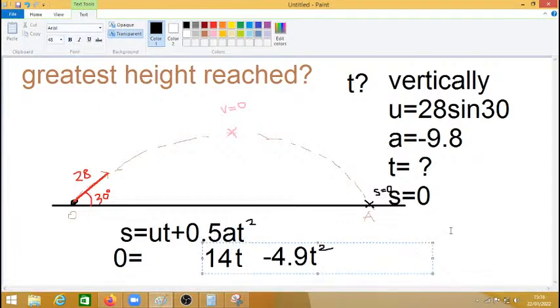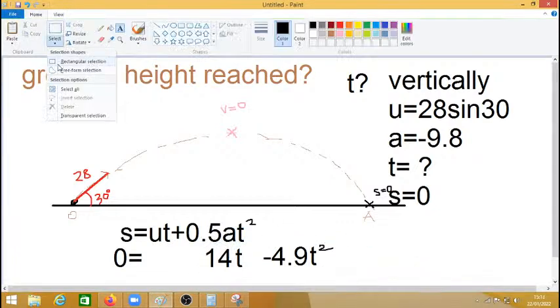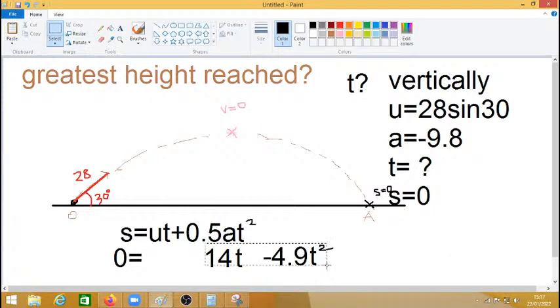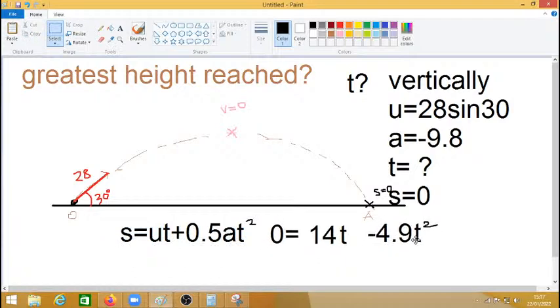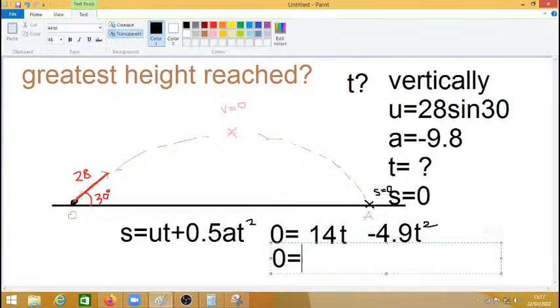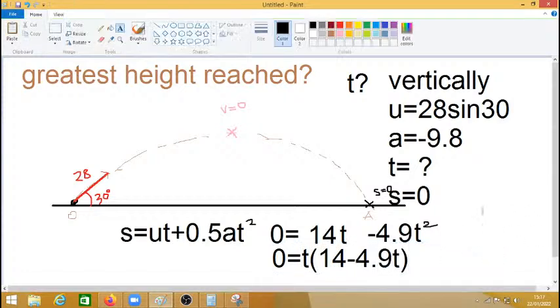Okay, this is a quadratic, but a very easy quadratic because we can just factorize, bring out t to the front. So let's do that. Just going to need to make a bit of room. So I can factorize out for t. It's probably better to make everything positive, but we can work with that. So 14 minus 4.9t is the factorized form.